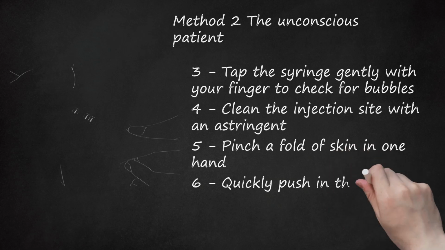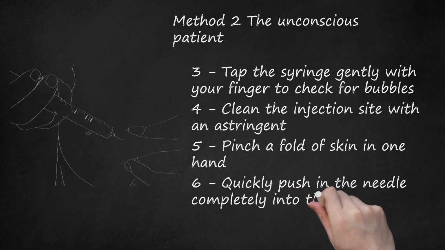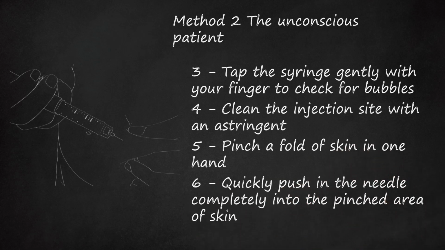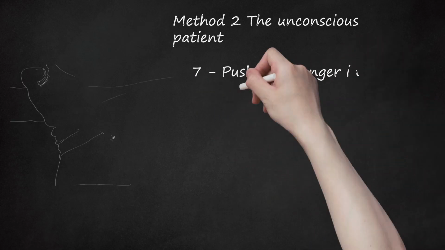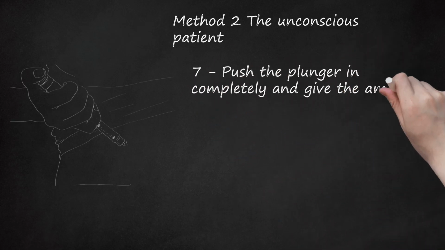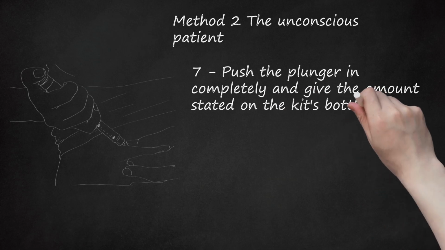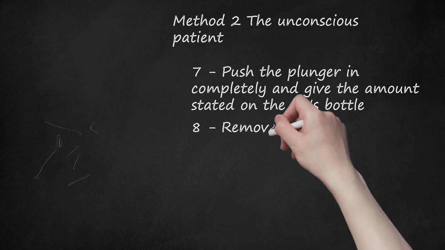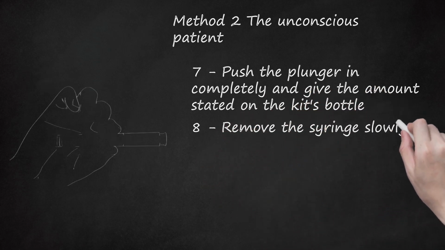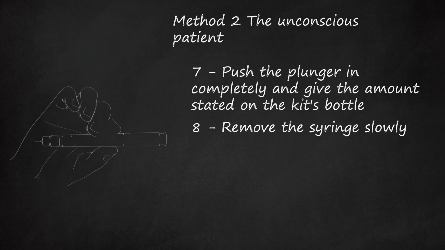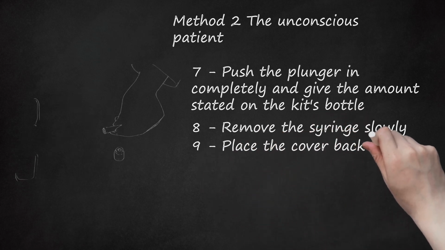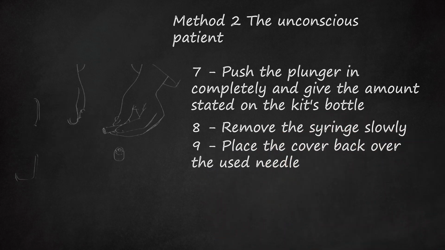6. Quickly push in the needle completely into the pinched area of skin. 7. Push the plunger in completely and give the amount stated on the kit's bottle. 8. Remove the syringe slowly. Be sure it is being removed at the same angle it was inserted. 9. Place the cover back over the used needle. Dispose of the used needle in a sharp disposal box as soon as possible.